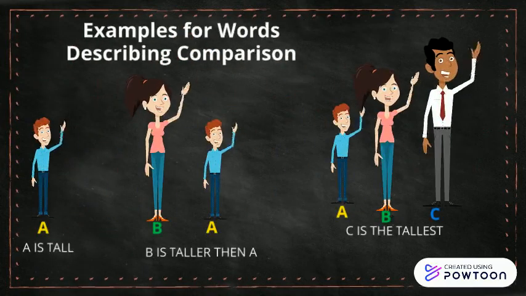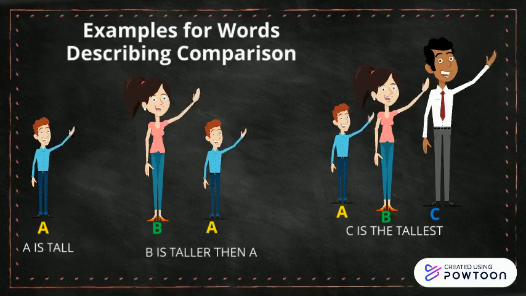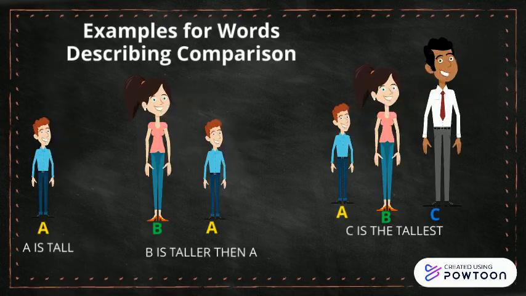Lastly, we will look at words describing comparison. A is tall, B is taller than A, C is the tallest. So the words tall, taller and tallest are adjectives because they describe the differences in height.